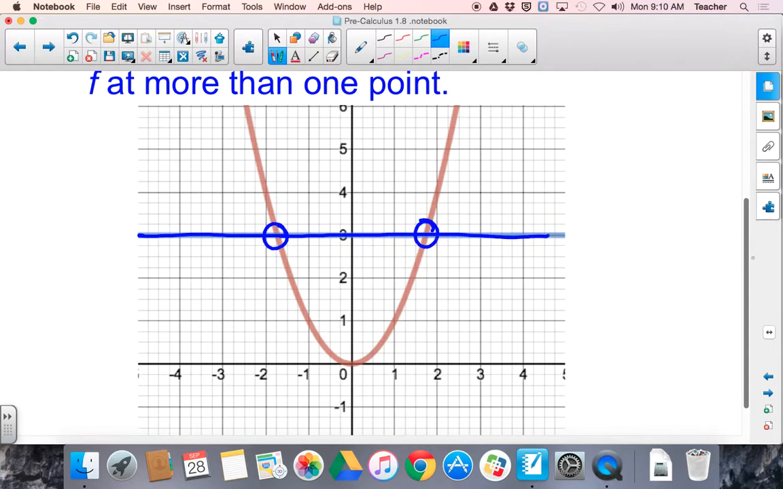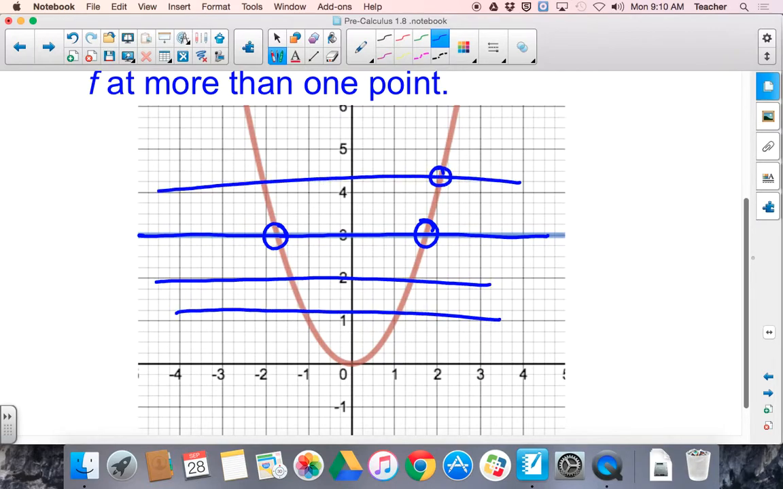Now really I could draw a horizontal line anywhere, and as long as it hits my graph more than once, my inverse is not a function. So the horizontal line tells you if the inverse is going to be a function or not.